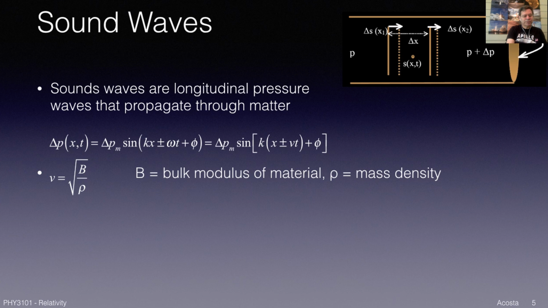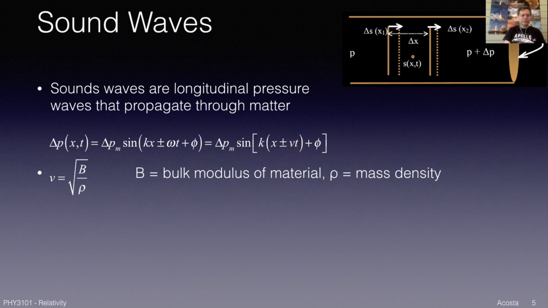And the speed of these waves can be calculated because I can rewrite this expression kx plus or minus omega t a different way and say this also equals delta Pm, the magnitude of the amplitude, sine of k times the quantity x plus or minus vt, where v is a velocity, and then plus a phase angle. This form is a little bit more informative. It's exactly the same, but v is the velocity of the wave propagation, the sound wave.